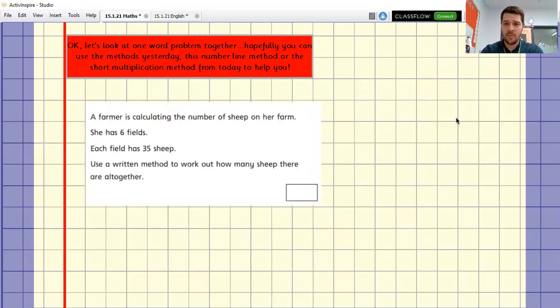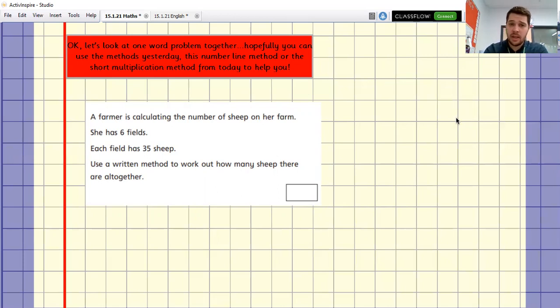Let's look at one word problem together, and then you are going to use any of the methods that you practiced yesterday. Maybe you could use the number line method to help you, or the short multiplication method that we recapped today that we looked at briefly last week, whichever one you're most confident with. Let's have a look at this question.